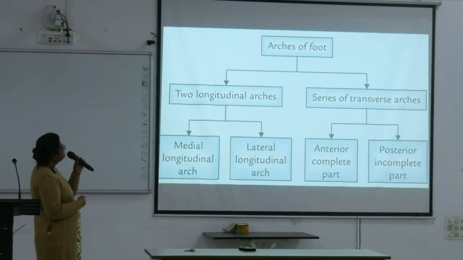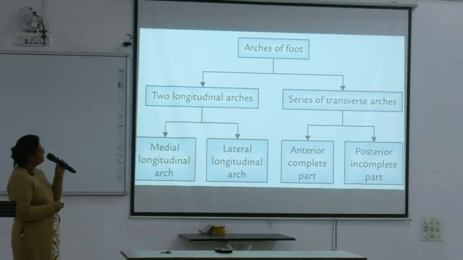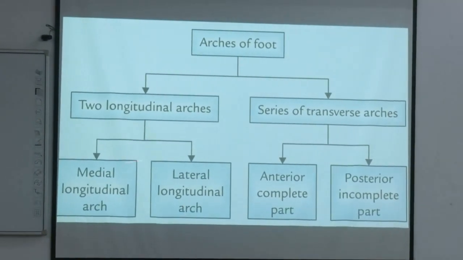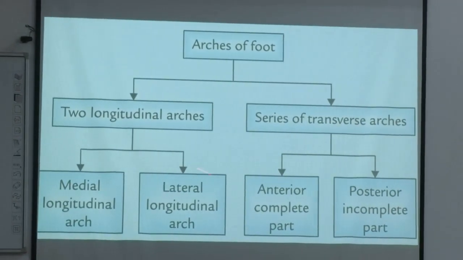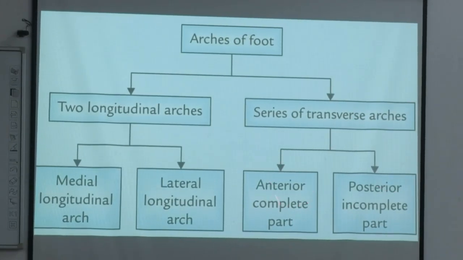So the arches of the foot are divided into two longitudinal arches and transverse arches. The two longitudinal arches are the medial longitudinal arch and the lateral longitudinal arch, and there are mainly two transverse arches: the anterior complete part formed by the heads of the metatarsals and the posterior incomplete part. Half of the arch is present in the posterior incomplete arch, and if you put your two feet together, the arch will be complete. Okay. Next.